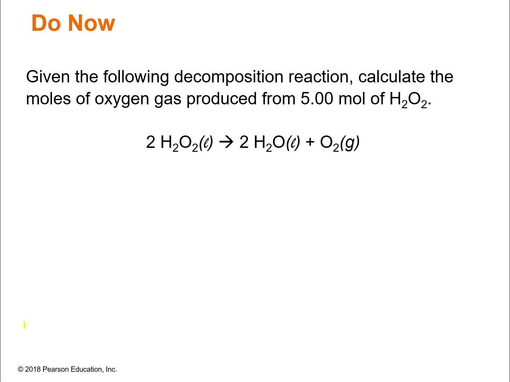Given the following decomposition reaction, calculate the moles of oxygen gas produced from 5 moles of hydrogen peroxide. Whenever we're working these problems, you always want to start with rephrasing the question. Our given information, we have 5 moles of hydrogen peroxide. We need to figure out how many moles of oxygen gas that makes. To do this, we have to use a mole ratio.